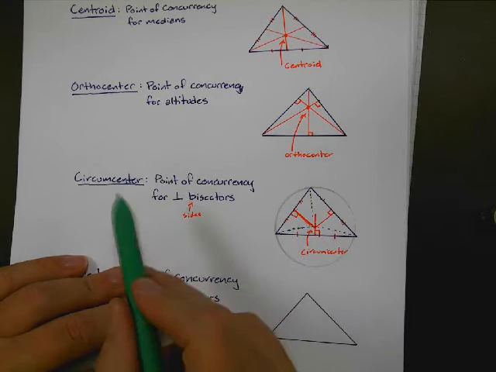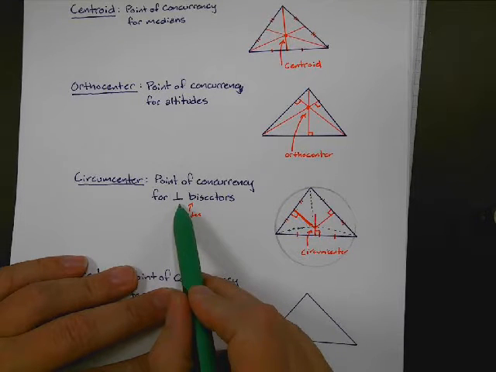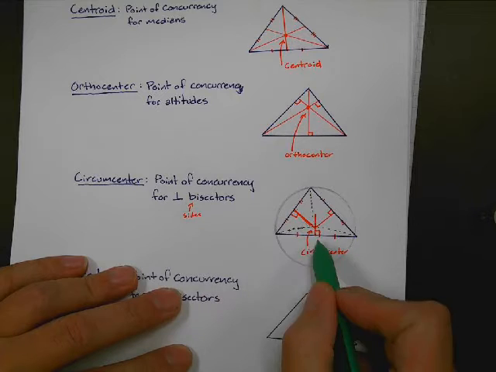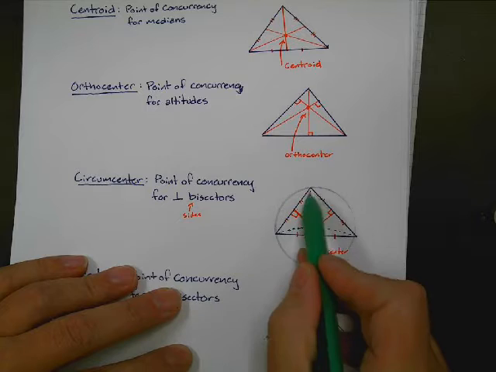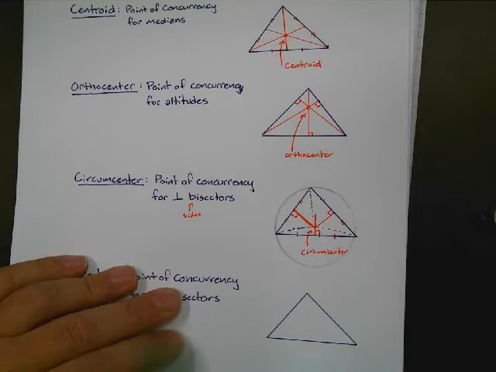Okay, so circumcenter, it's made from the perpendicular bisectors. So perpendicular means that it's a 90-degree angle. Bisect means it's cutting it in half. Remember, it's not necessarily going to the vertices.